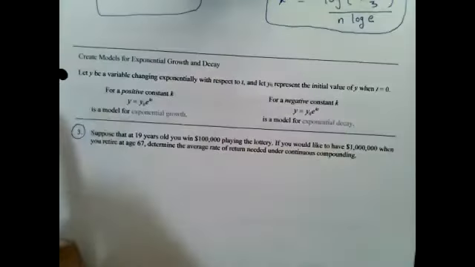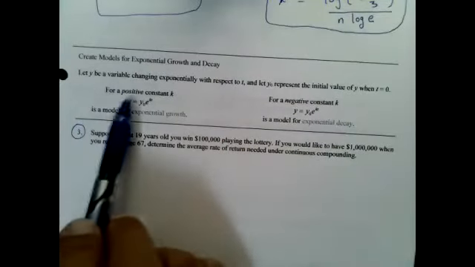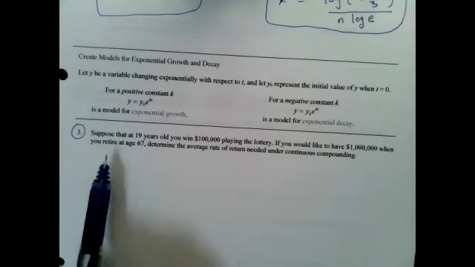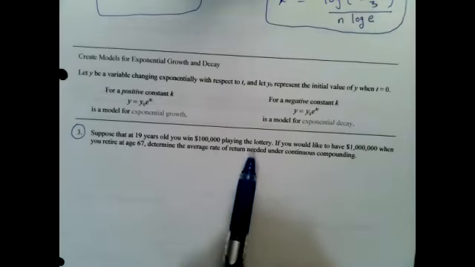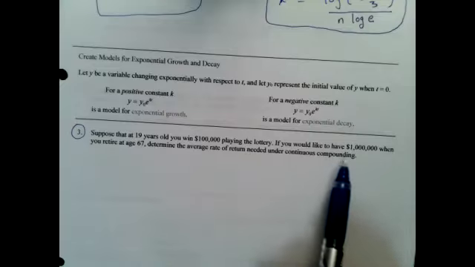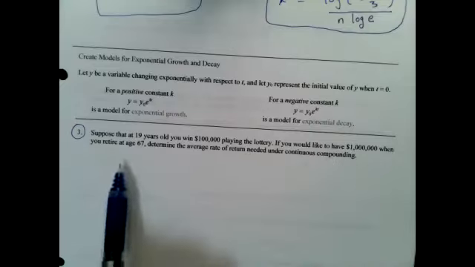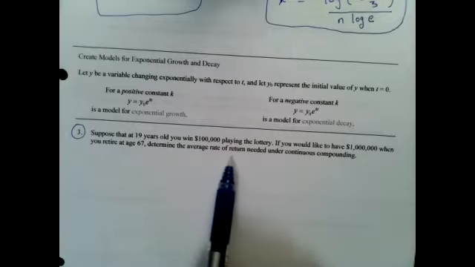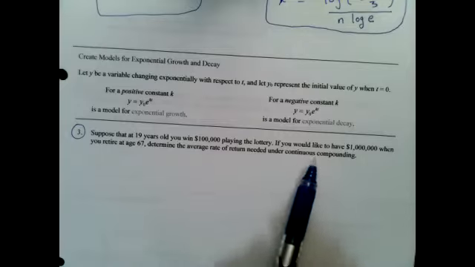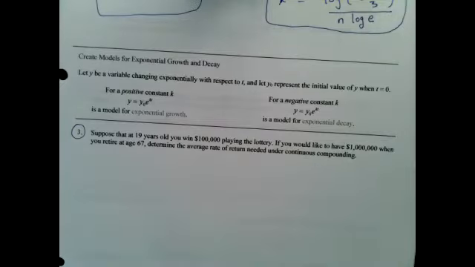All right. So, what do we have here? Well, let's read the question. Suppose that at 19 years old, you win $100,000 playing the lottery. If you would like to have $1 million when you retire at age 67, determine the average rate of return needed under continuous growth. Oh, we did the continuous before. Yes, we did the continuous before.